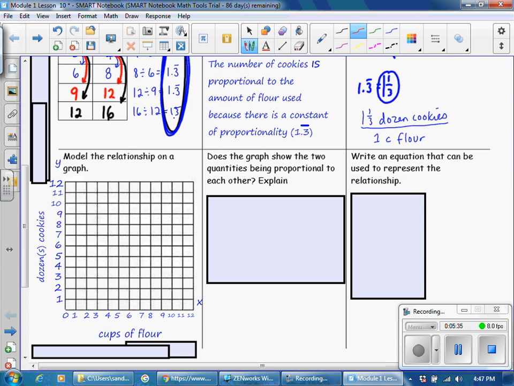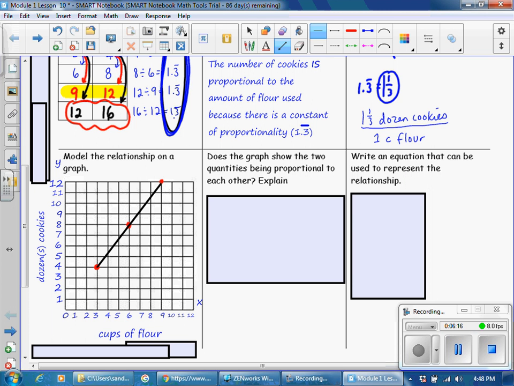So now let's go ahead and graph our data. We have 3 cups of flour, 3 cups of flour makes 4 dozen cookies. Then 6 cups of flour makes 8 dozen cookies. And our next ordered pair, 9 cups of flour, and that will make 12 dozen cookies. And this one does not fit on the graph, so I'm just going to leave it off. Then I'm going to go ahead and connect my data dots.